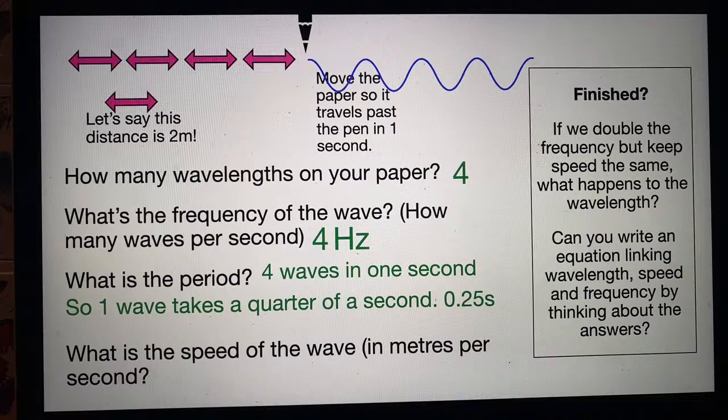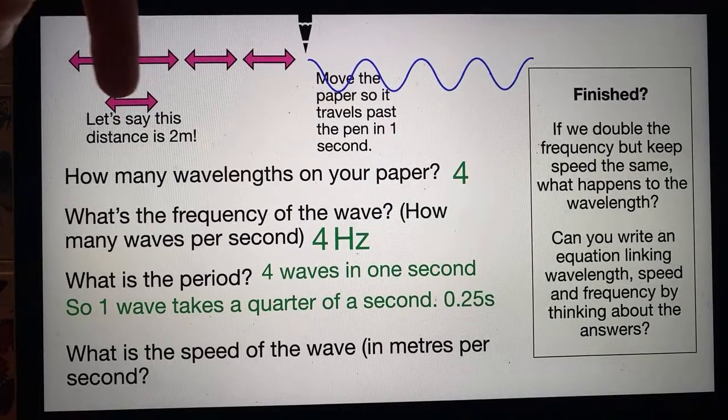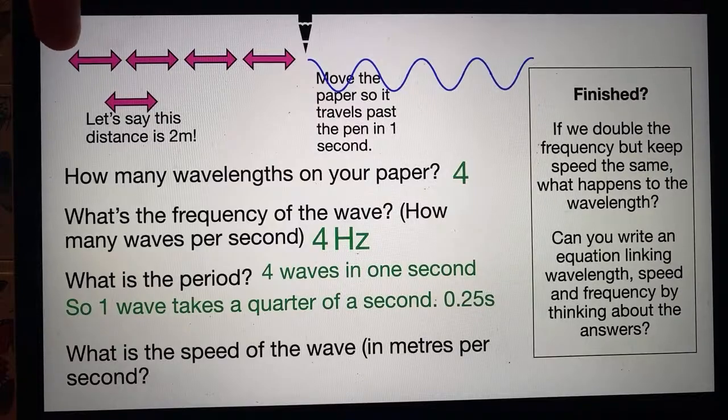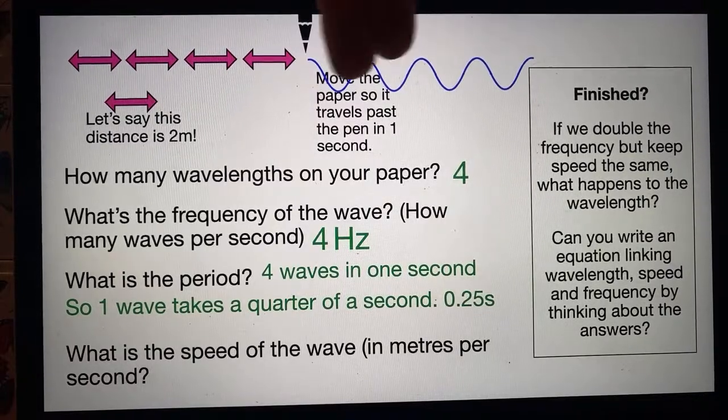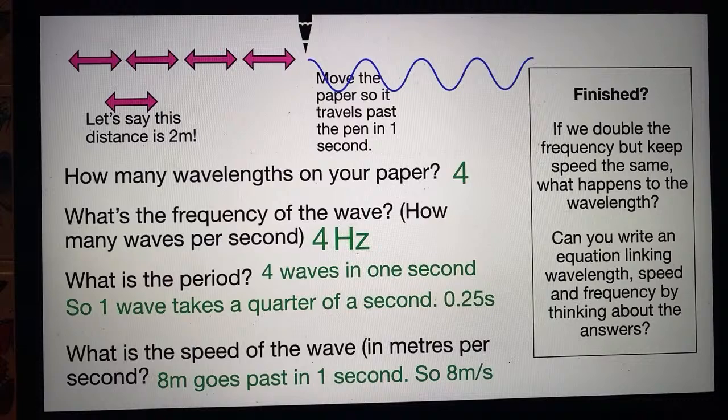What's the speed of the wave? Well, speed is measured in meters per second. So for the speed of the wave, how many meters are passing a certain point per second? That's why we had to say that our wavelength was 2 meters. So it's 8 meters that are passing that point per second. So the speed is 8 meters per second.